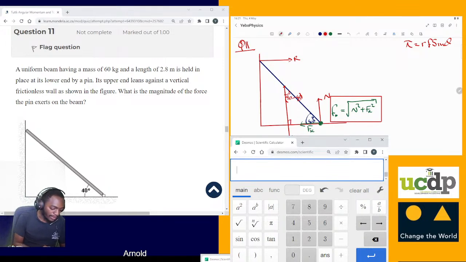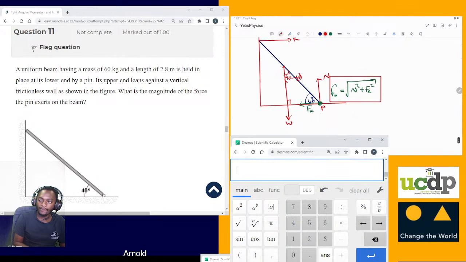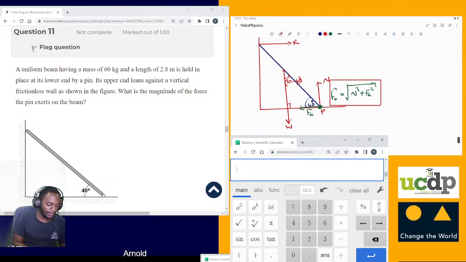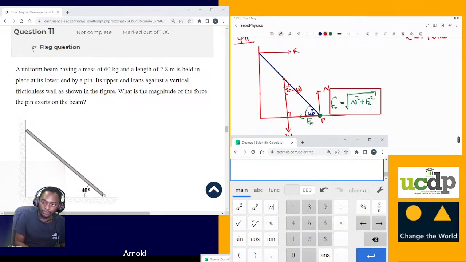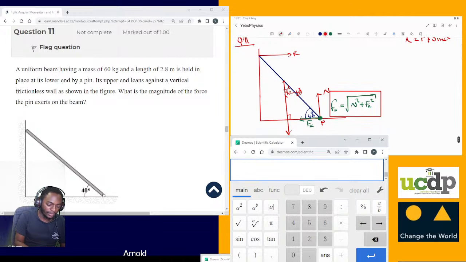Now let's take moments about point P, which is the pin. If we take moments about that point, it will be according to this expression r F sine theta. So that will be the length of the ladder, which is 2.8, right?